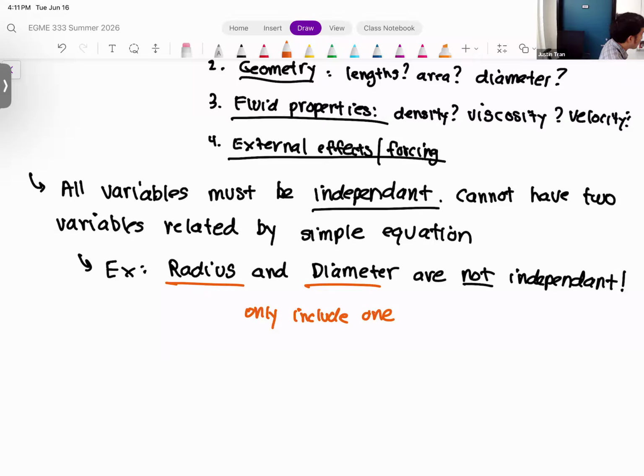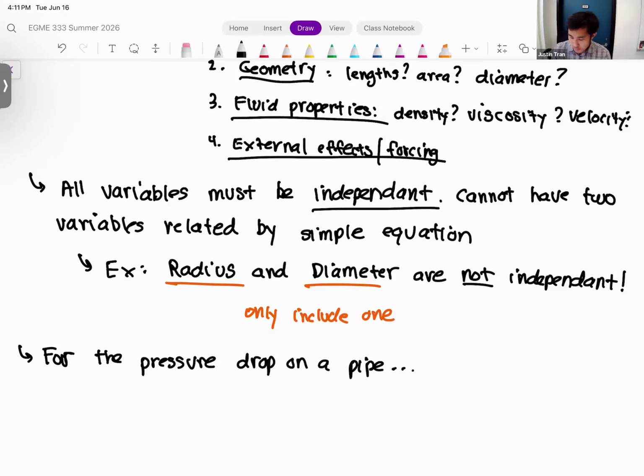Okay. So for our pipe flow example, for the pressure drop on our pipe, we have 5 variables in total. And essentially by the time we started that example, I've already done step one for you. So I've already identified these 5 variables. So let's take those 5 variables and let's just label them in terms of what types of variables they are, and then we'll go to a breakout.